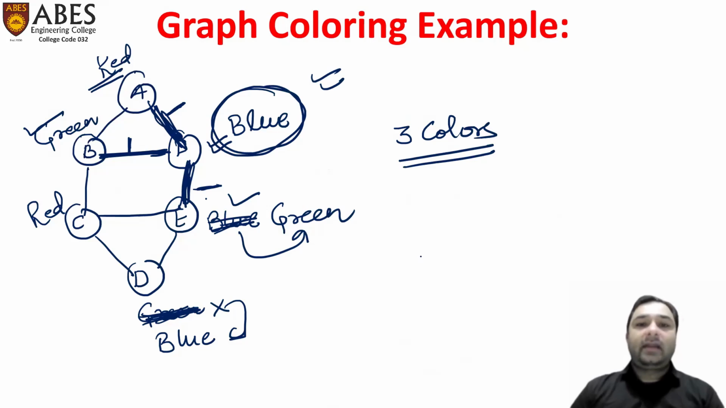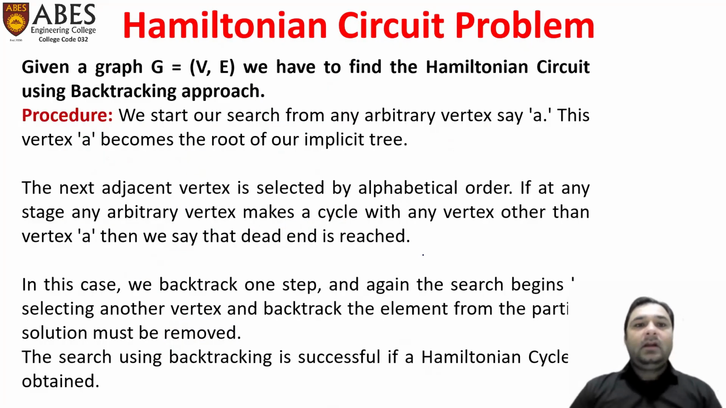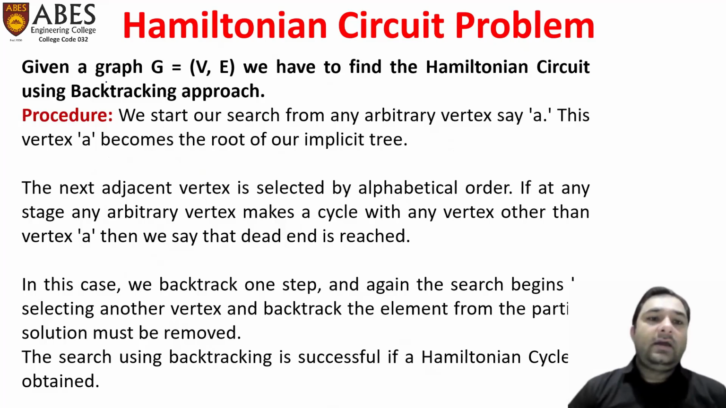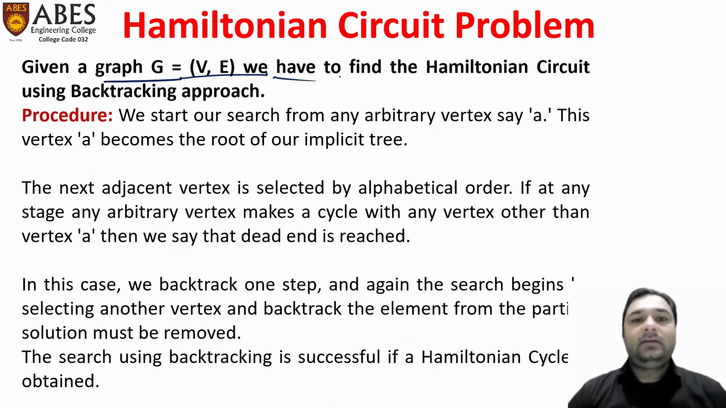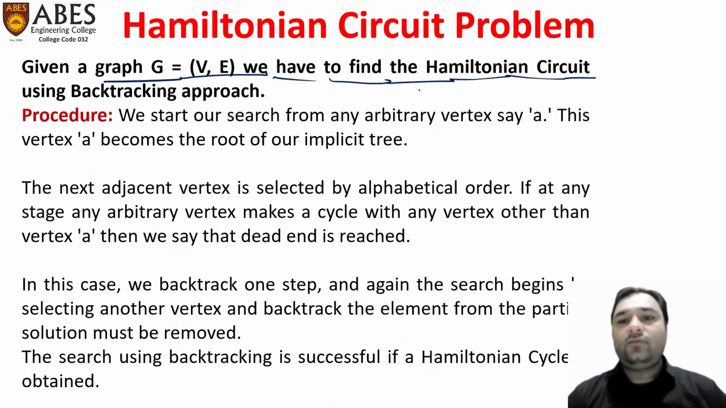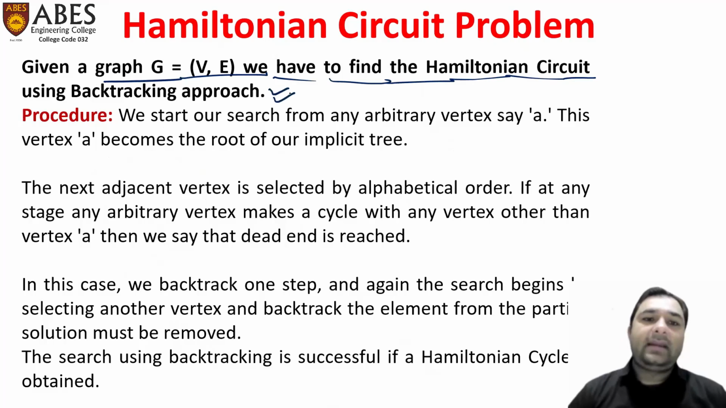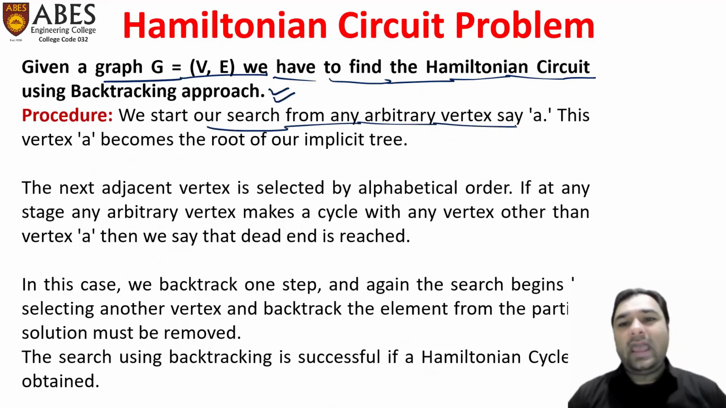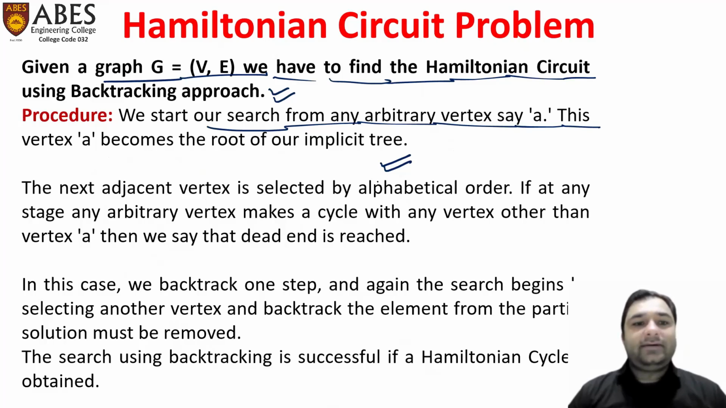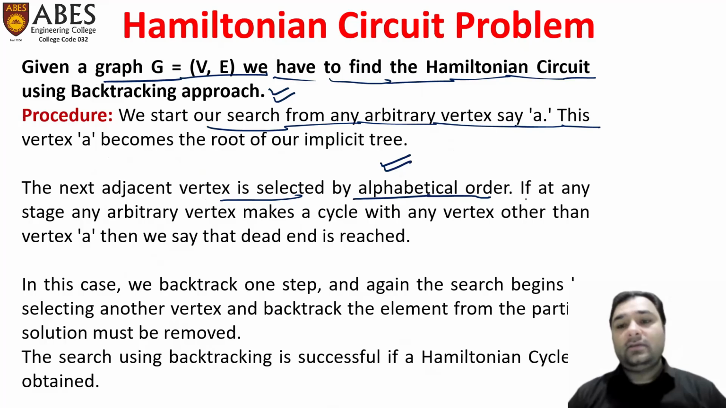This is a graph coloring problem. Now, if we talk about the Hamiltonian circuit problem, here we are given a graph where vertices and edges are given. We have to find a Hamiltonian circuit using a backtracking approach. So what we will do, we start our search from any arbitrary vertex, that is A, and simply build an implicit tree or the state space search tree. The next adjacent vertex is selected on the basis of the alphabetical order.